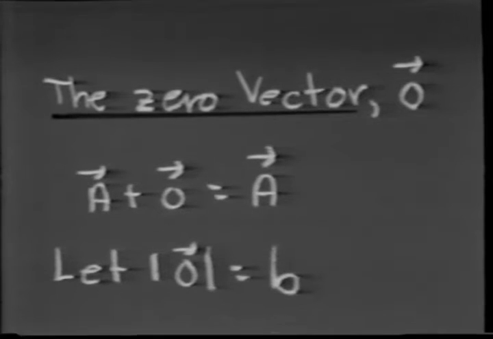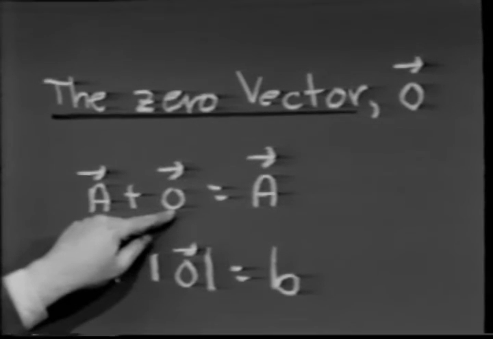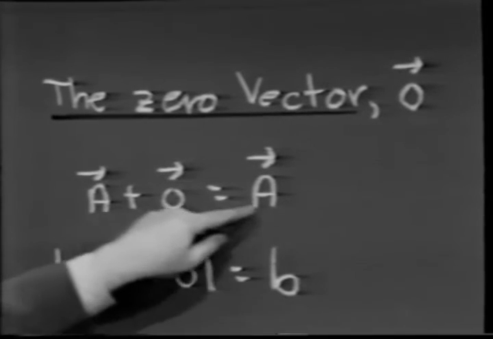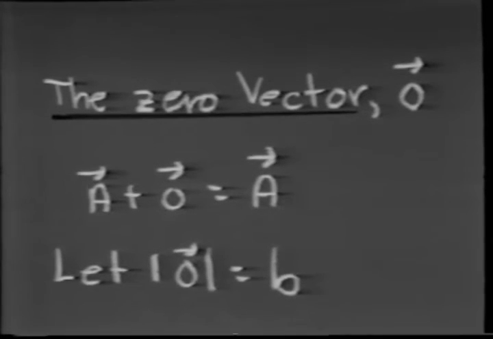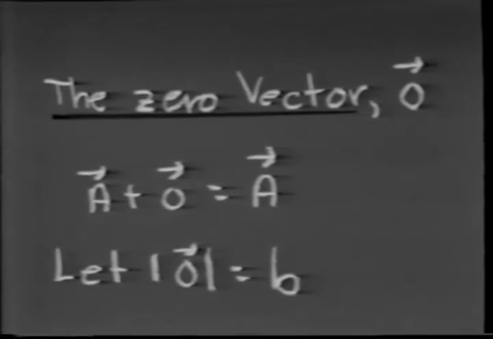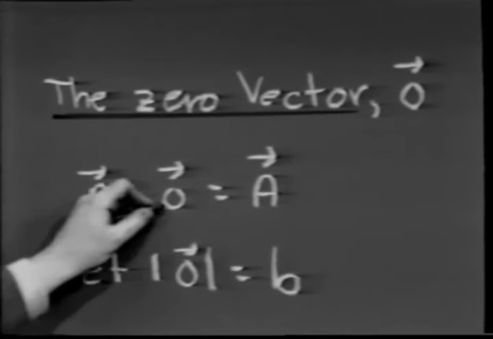We elect to say, okay, let's define the 0 vector to be such that if a is any other vector, a plus 0 will still be a. Well, let's get an idea of what that means. Let b denote the magnitude of the 0 vector. What this means is what? How do I add 0 to a?